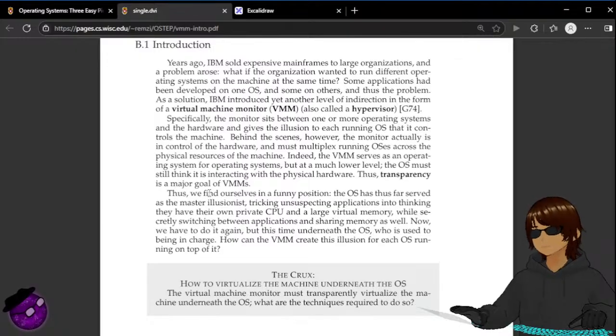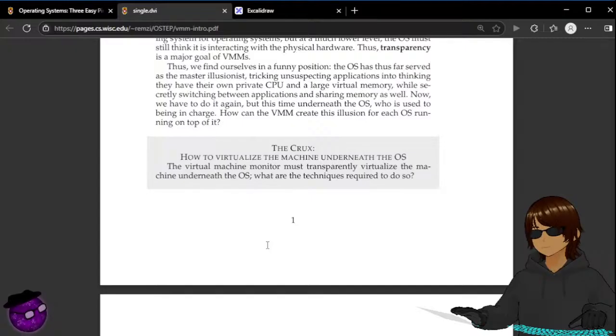Thus, we find ourselves in a funny position. The OS has thus far served as the master illusionist, tricking unsuspecting applications into thinking they have their own private CPU and a large virtual memory, while secretly switching between applications and sharing memory as well. Now we have to do it again, but this time underneath the OS, who is used to being in charge. How can the VMM create this illusion for each OS running on top of it? The virtual machine monitor must transparently virtualize the machine under the OS. What are the techniques required to do so?